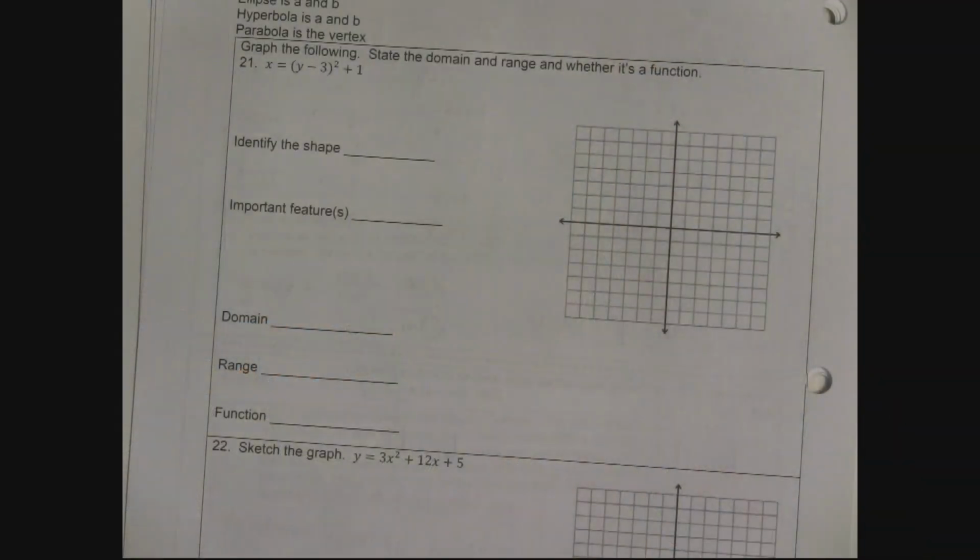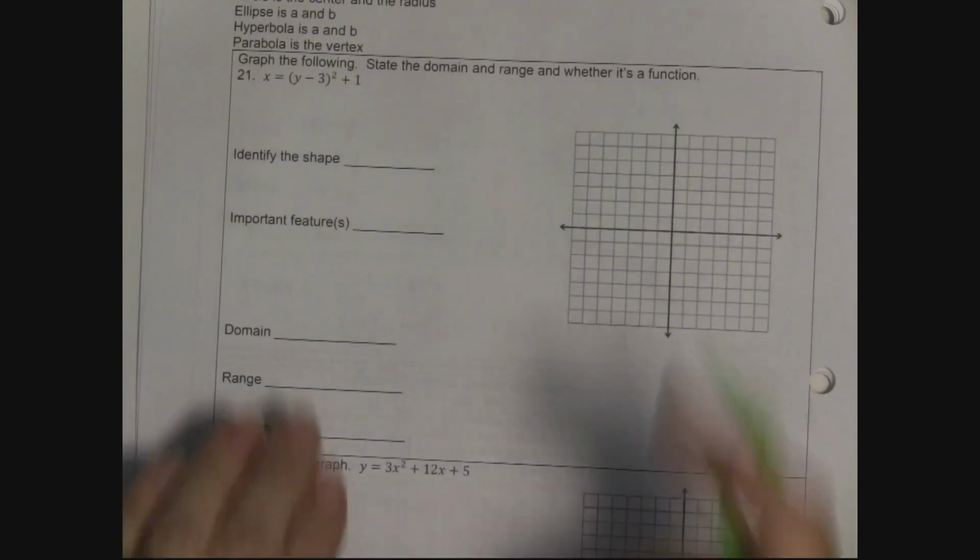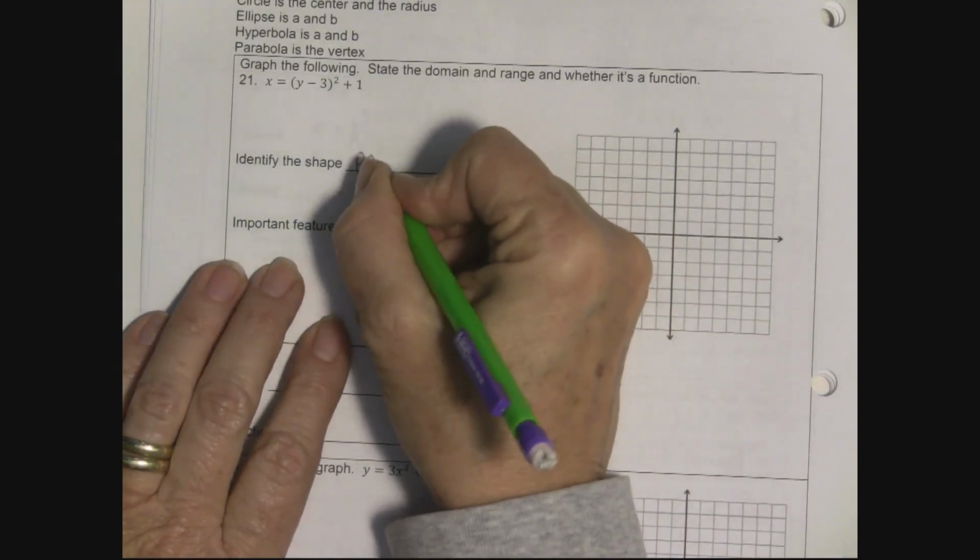Ooh, how did I go back to person view? Paper view, person view, paper view. Oh, I don't know. I clicked on it and it changed views. That wasn't what I was wanting. Okay, parabola.